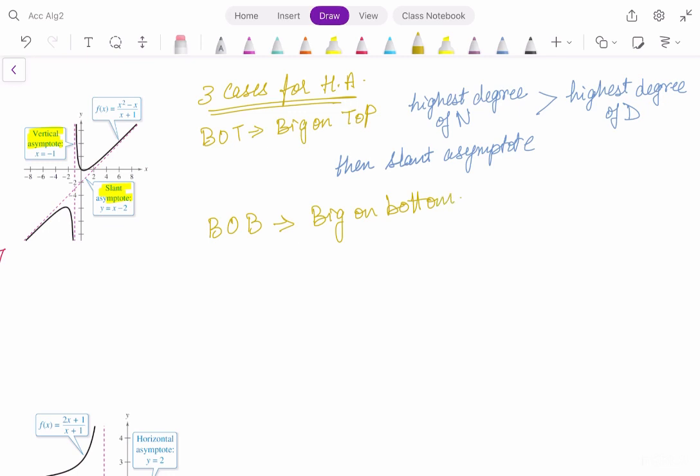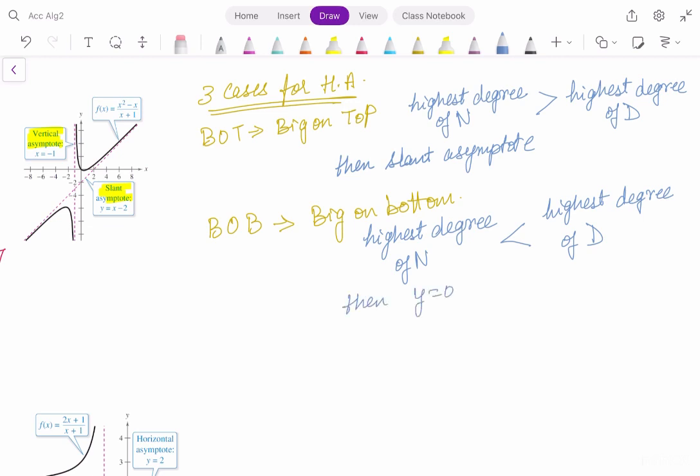Now the other is BOB. That means big on bottom. The highest power in the denominator is bigger than the highest power in the numerator. In that case, we can safely say the horizontal asymptote will happen at y is equal to 0. So the horizontal asymptote will be at y is equal to 0.